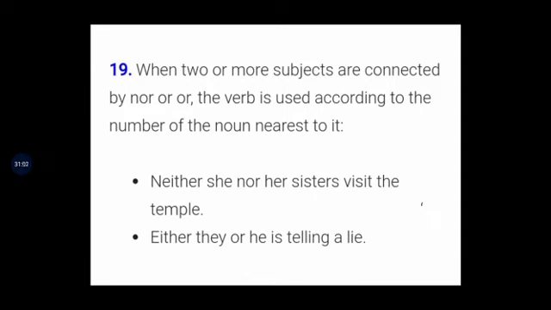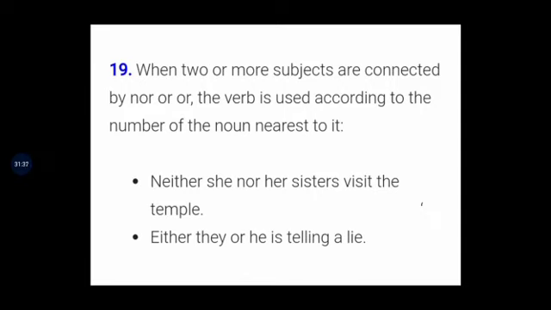Neither she nor her sisters. So here, neither she is one subject, her sisters is another subject. And which subject is near to the verb? Her sisters. So here we need to take the verb according to the second subject. Her sisters is the plural subject, so we need to take the plural form of the verb. Neither she nor her sisters visit temple. So here, neither she is the singular subject, her sisters is the plural subject.